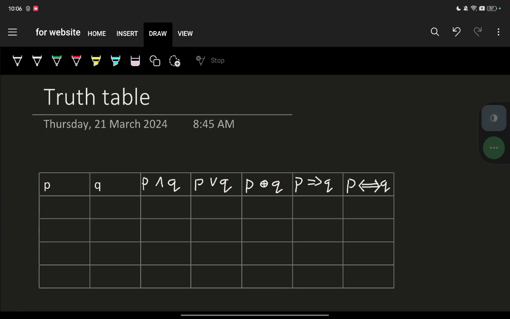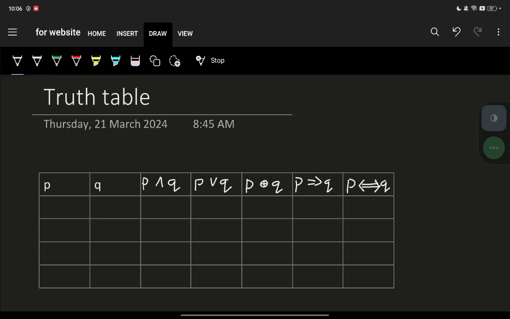Now, we are going to discuss how to determine whether a compound proposition connected by connectives is true or not. For that, we use a truth table. So first in the truth table, we have to input P and Q, the different propositions involved.